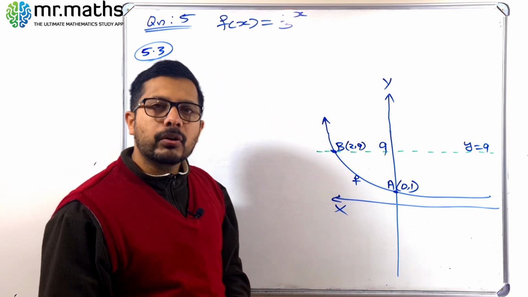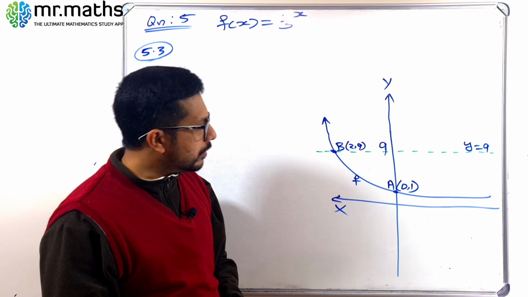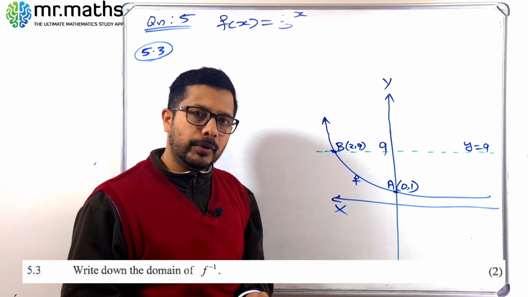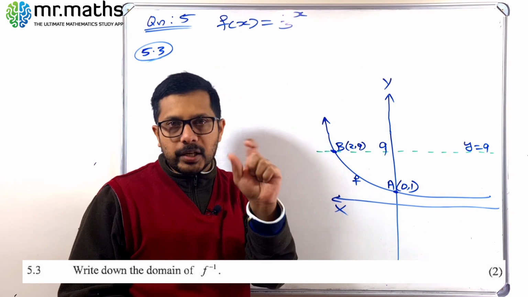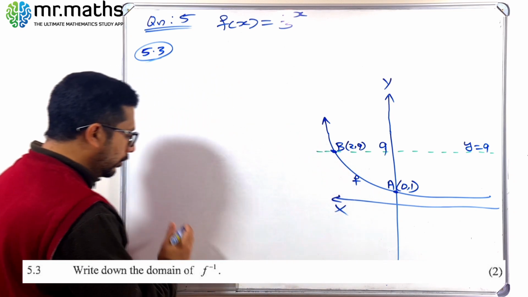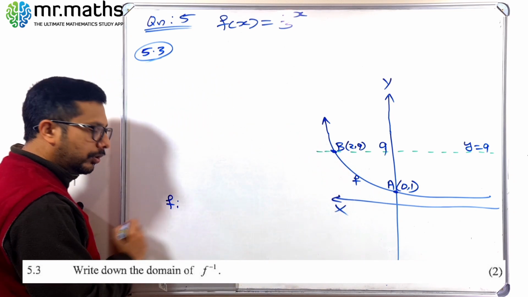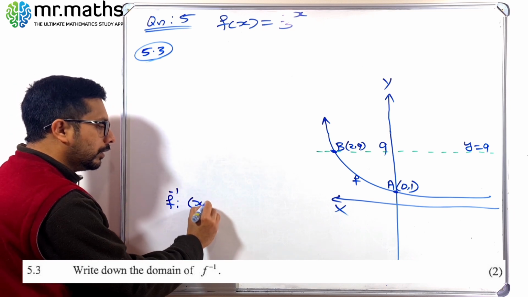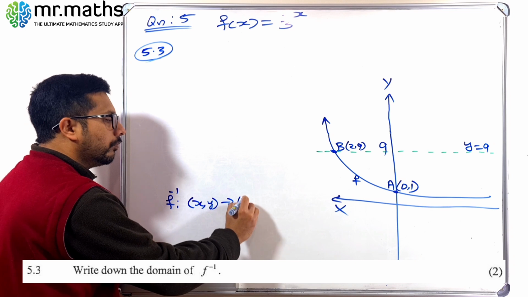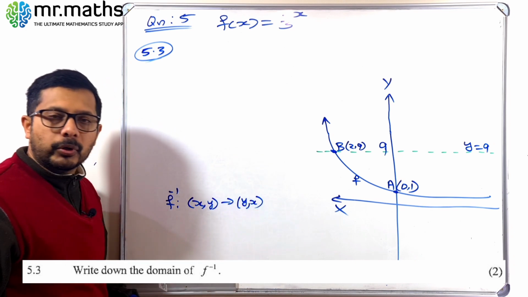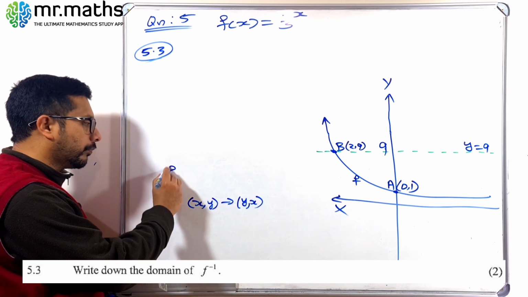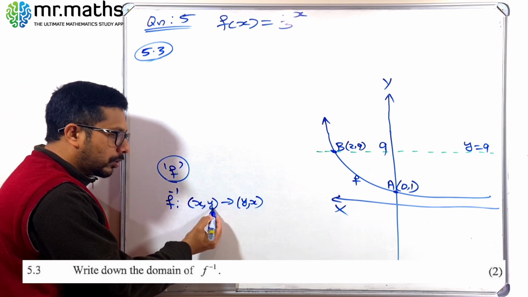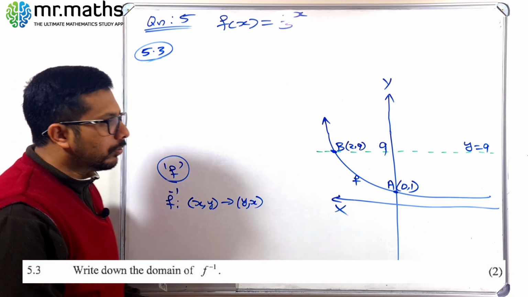Now you must have an idea of what the f inverse graph is. How can you find the f inverse graph? You have to swap x and y. If you want to find f inverse, x comma y changes to y comma x for all the points in that f graph. Now look at this one.